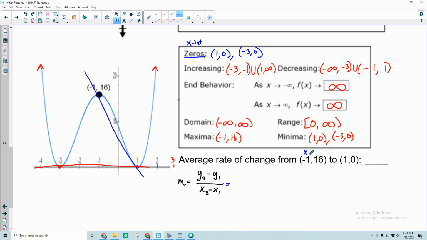Let's label this first. So x1, y1, x2, y2. Let's go ahead and plug this in. So I get 0 minus 16, all divided by 1 plus 1. Remember, I have a negative. The negative makes a positive there. So negative 16 divided by 2, and I get -8. So that's exactly what I was looking for, right? A negative number. So I know I did this correctly. I have a negative slope. I'm getting a negative number. That would be my average rate of change.